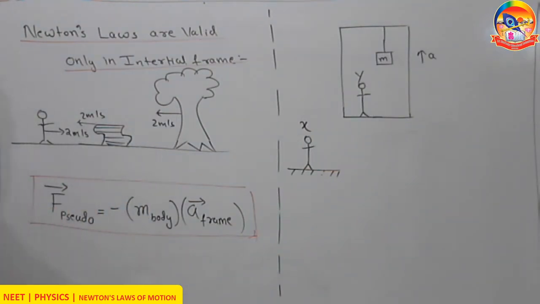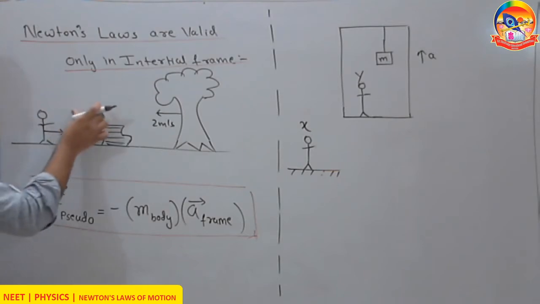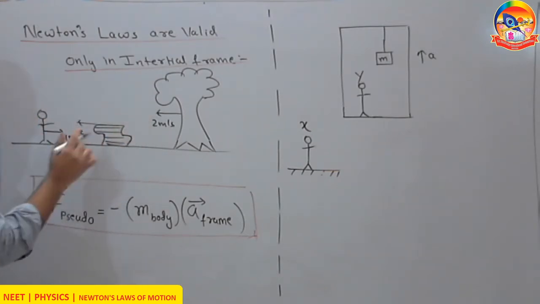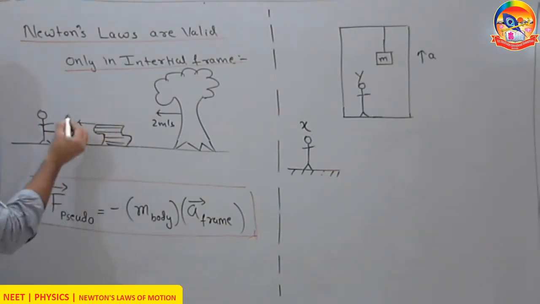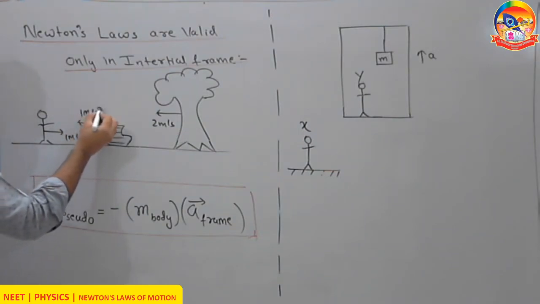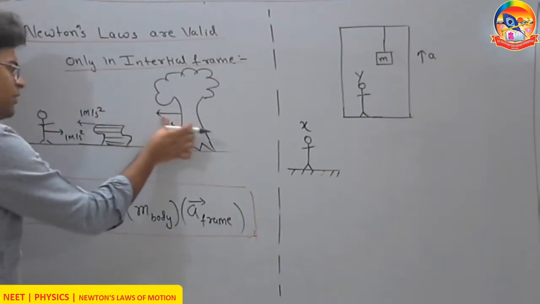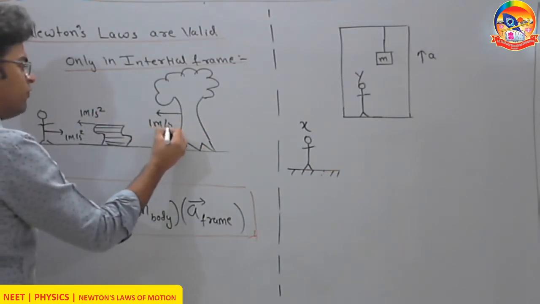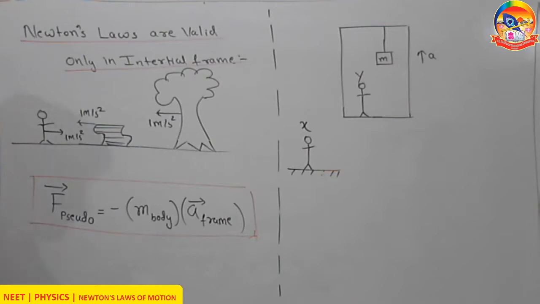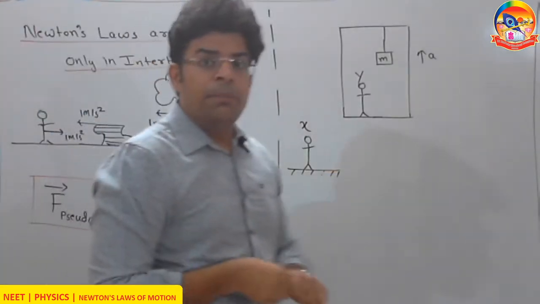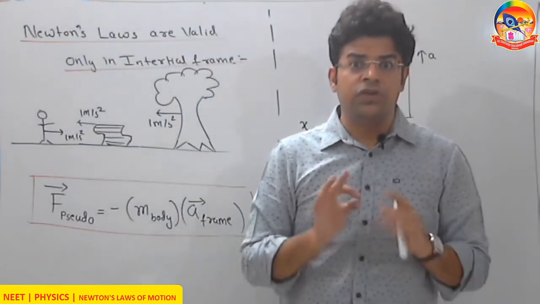But the problem arises when, rather than this observer moving with constant velocity, let's say he moves with an acceleration of 1 meter per second square towards the right. So if this person accelerates with an acceleration of 1 meter per second square towards the right, the person will observe that the bench accelerates towards the left with an acceleration of 1 meter per second square, and the tree also accelerates towards the left with an acceleration of 1 meter per second square. Now this person will be baffled because in his reference frame Newton's law fails.